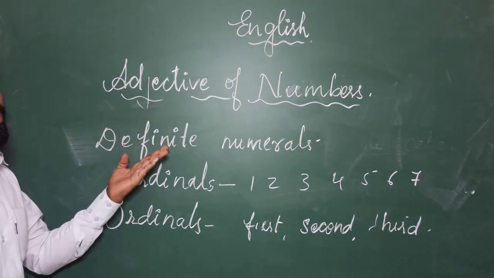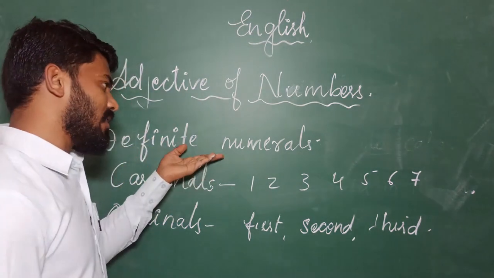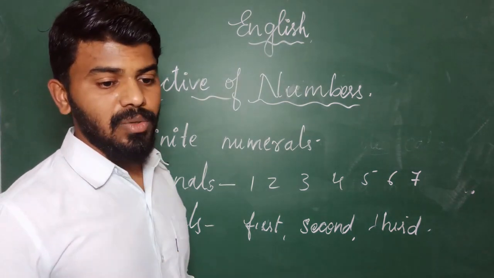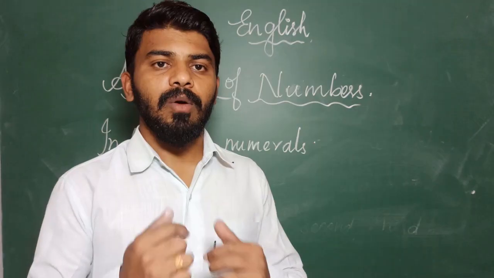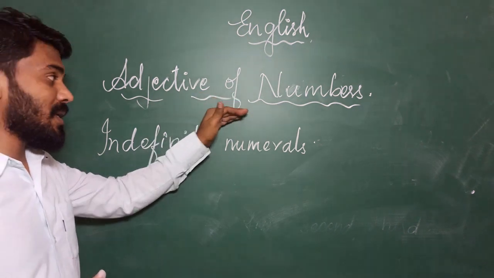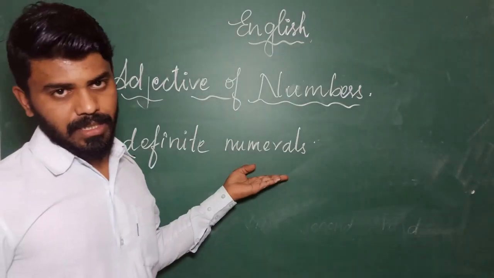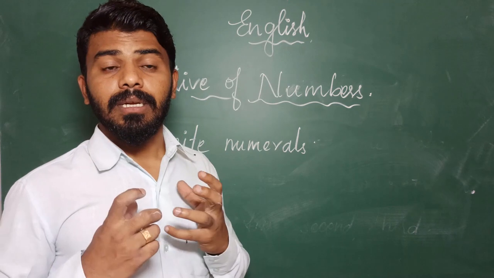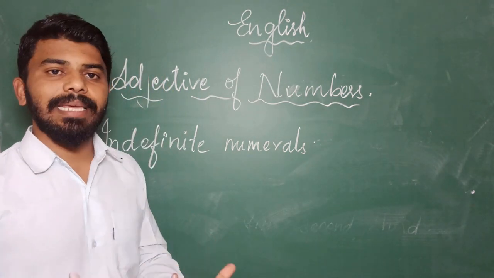The numbers are divided into 3, under which definites are the first. Under the first, definite numerals, we have cardinals and ordinals. Okay, let us go back to indefinite adjective or indefinite numerals. So the second type of numeral adjective, the adjective of number, is indefinite numerals. The very name tells that indefinite numerals don't give the exact number. Okay, we don't get the exact number.